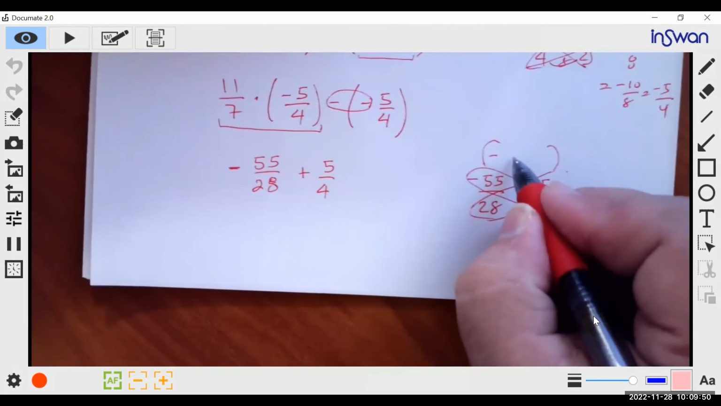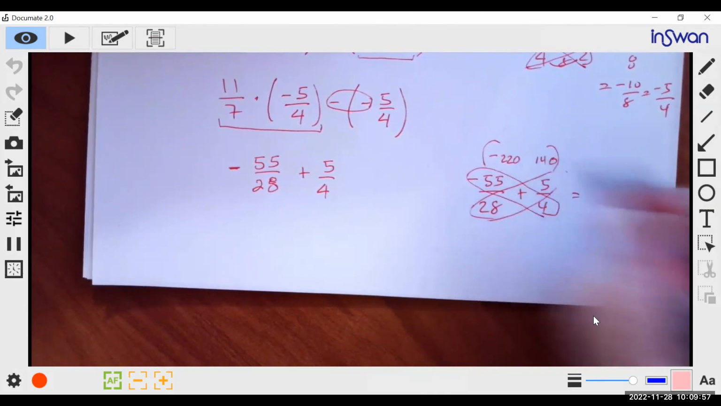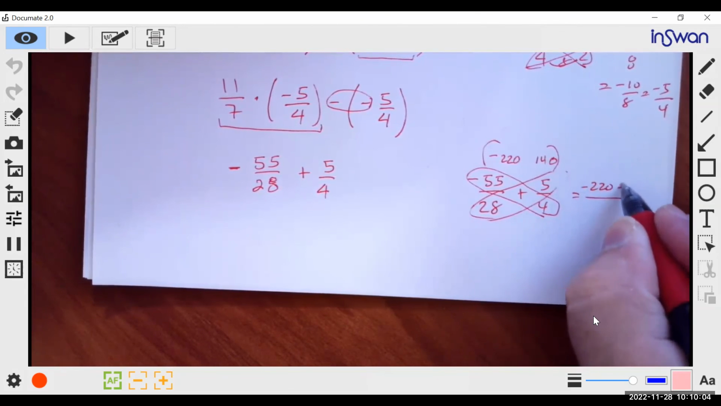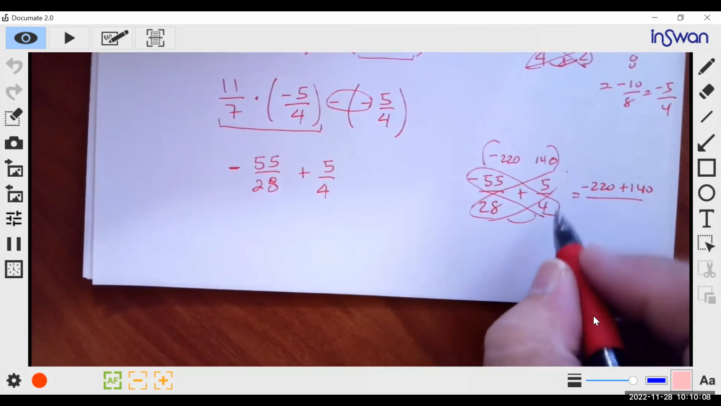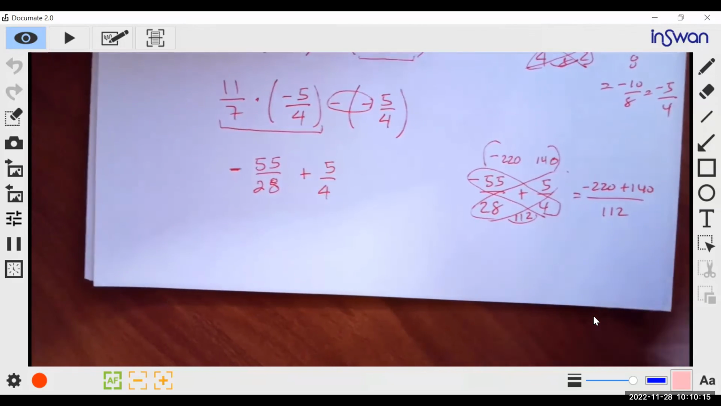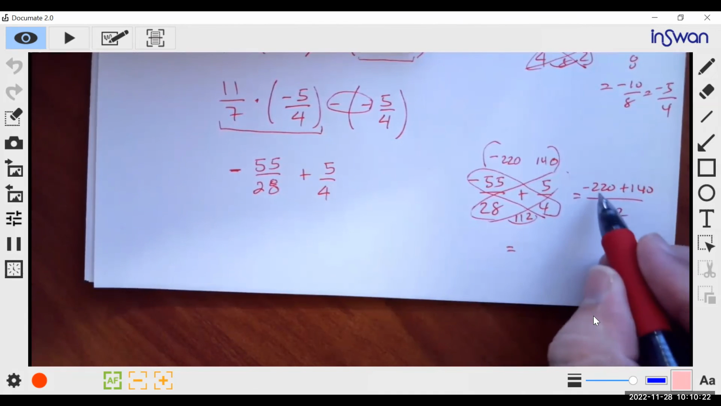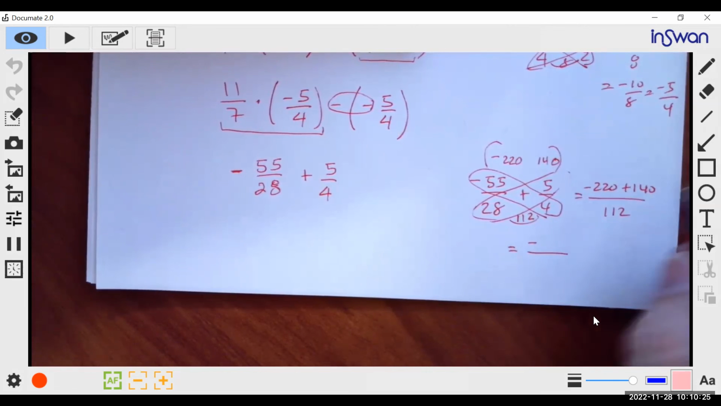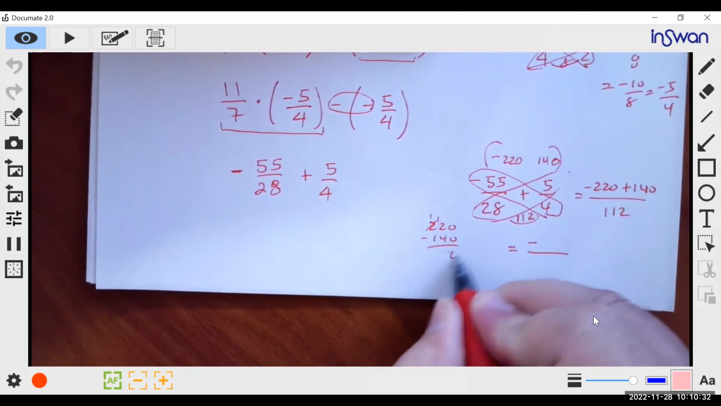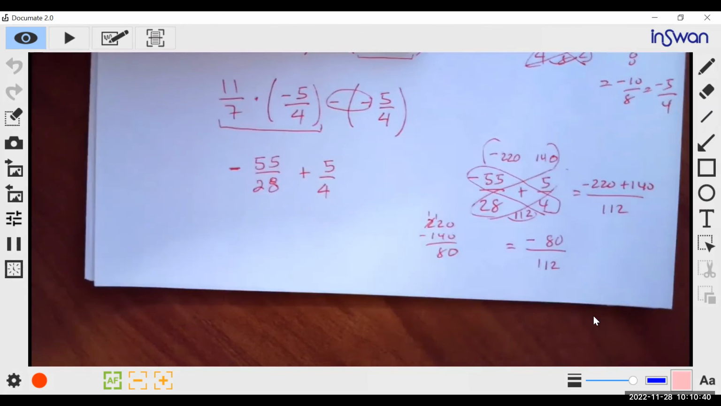55 times 4 is 220. 28 times 5 is 140. So it's negative 220 plus 140. 28 times 4 is 112. 220 is bigger than 140, so it's negative. 220 minus 140 makes it negative 80 over 112.